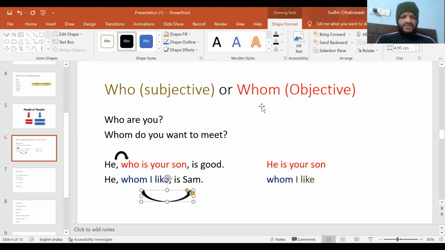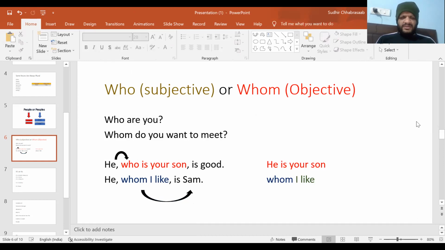So we are talking about the thing or the person who is actually the receiver here. So we are referring to the object. So we'll use the objective case here. So, he whom I like is Sam.